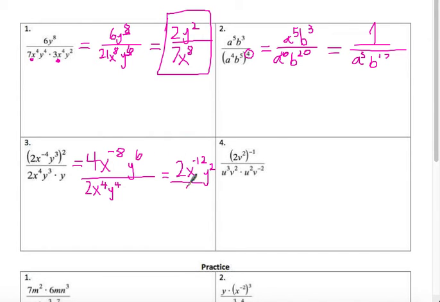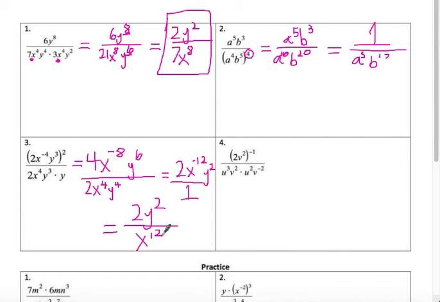Now, of course, the whole denominator simplified to 1. But we have this negative exponent, and we don't want a negative exponent in our final answer. So what we do is we're just going to move this whole x to the negative 12 term into the denominator, because x to the negative 12 is the same as 1 over x to the positive 12. So in the numerator, we're left with a 2y squared. And in the denominator, we're left with x to the 12th.